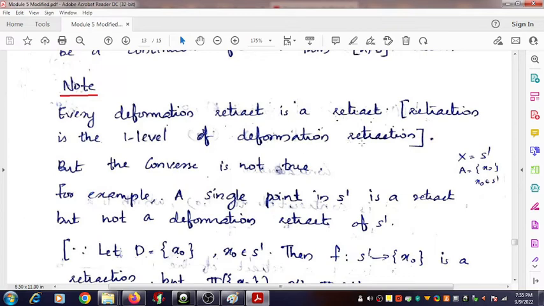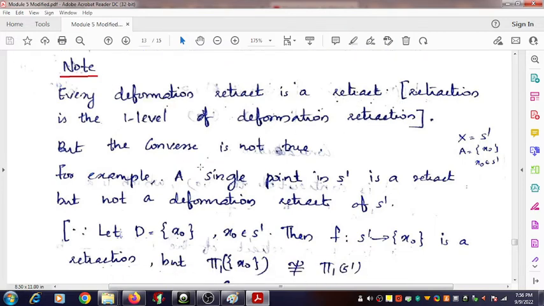So a deformation retraction can always ensure that there exists a retraction. If there exists a deformation retraction, then the retraction obtained from it can easily be seen as the one level of that deformation retraction. If we take the one level of a deformation retraction, we get a retraction.